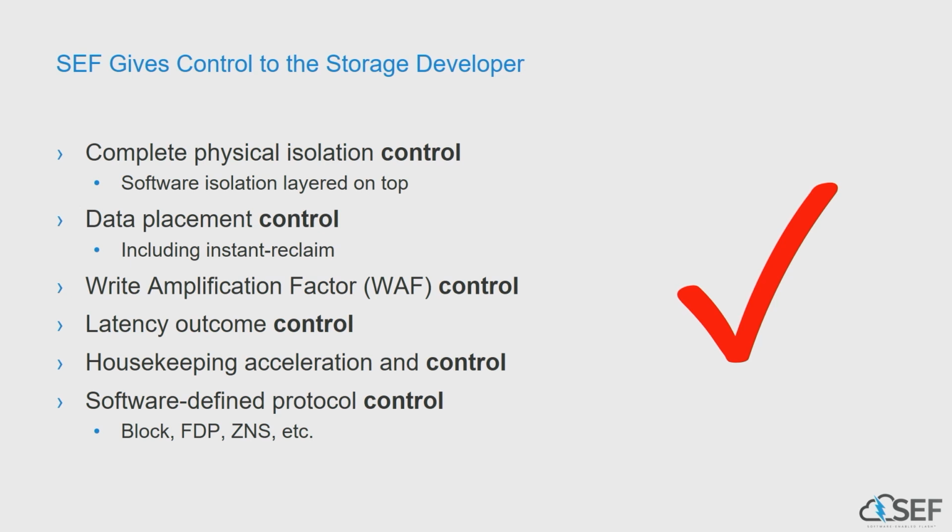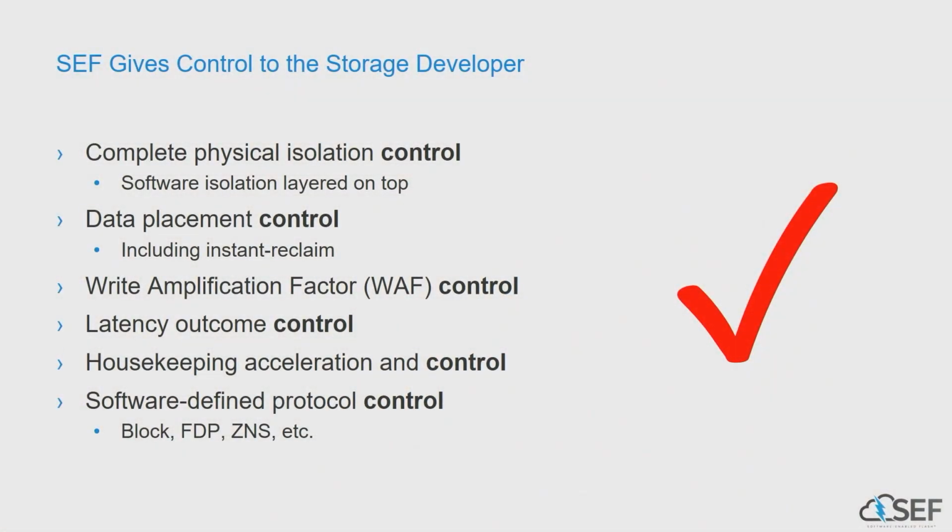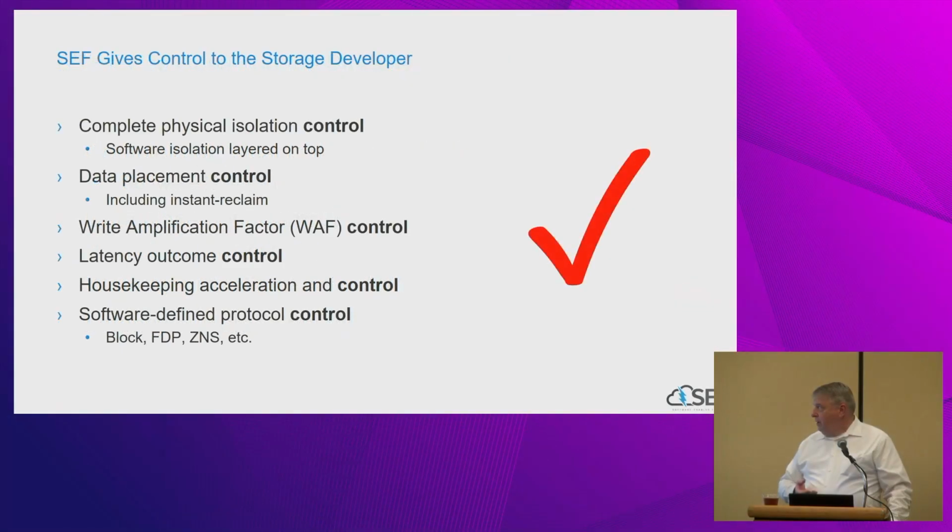Latency outcome controls. How do I manage the I/O going in and out of the drive so I get the latency responses that I need, whether I need the fastest latency or I need a consistent latency with no outliers. That again is completely to your control using the API and the command set. Housekeeping functions and acceleration, again, think of that copy offload feature. And then all of the software-defined protocols available to you to pick up, use, and modify: FTP, block mode, ZNS, or any other capability. Okay?